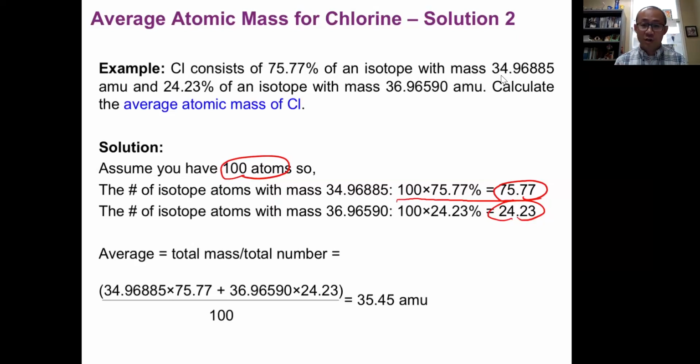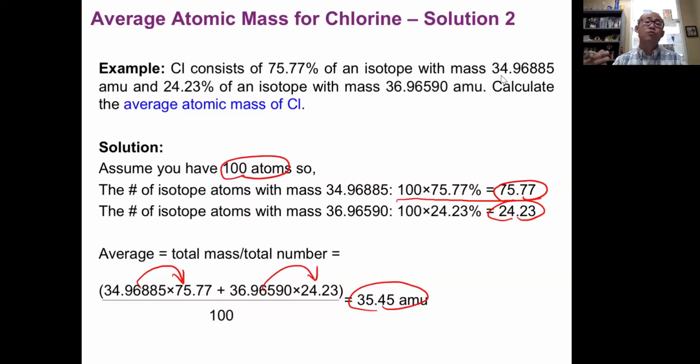Then we do the average. We use the mass of each multiplied by the number to get the total mass. The mass of 34.9 something multiplied by its number gives the total mass of that isotope, and 36 point something times its number gives the total mass of the other. Add them together to get the total mass, then divide by the total number. Remember, we call it average: total mass divided by total number. The total number is 100, since we assume 100 atoms, and we get the same average atomic mass.